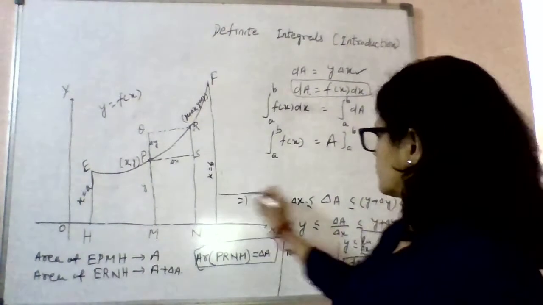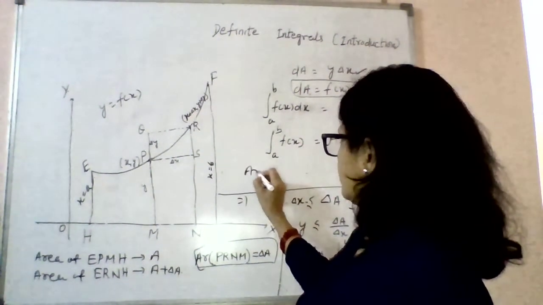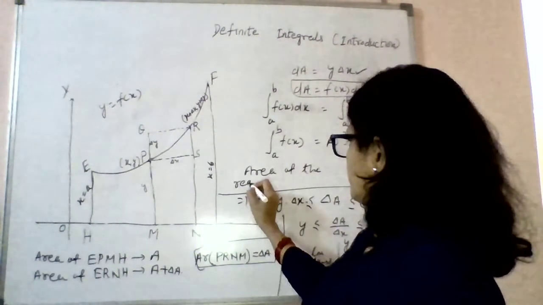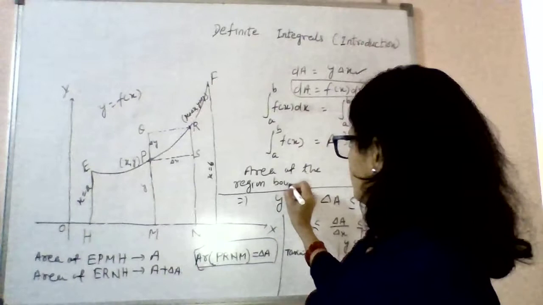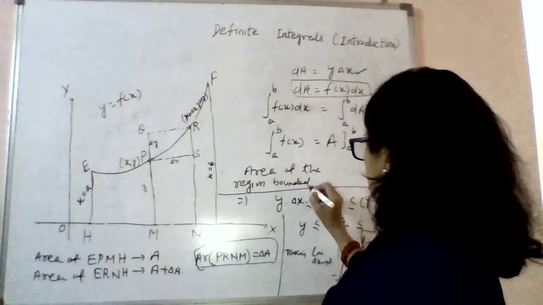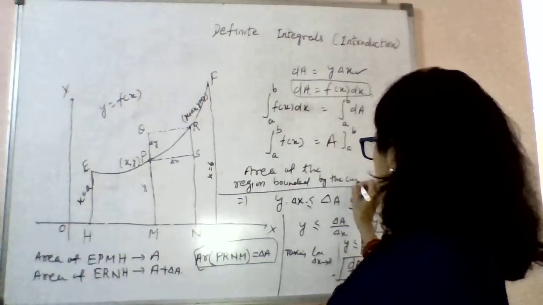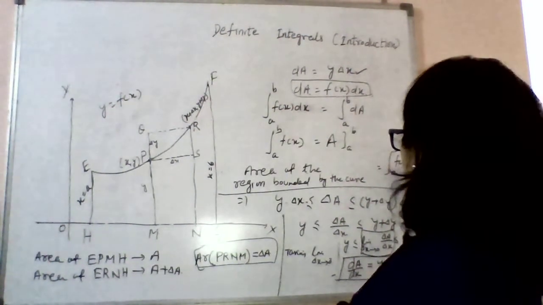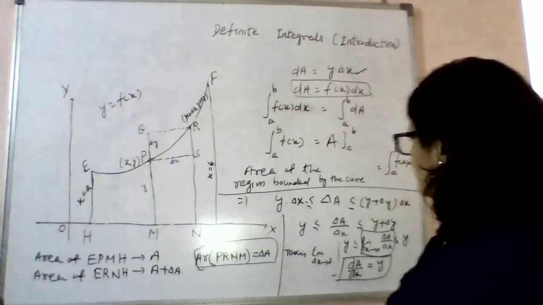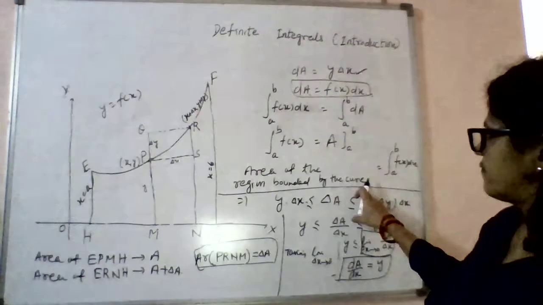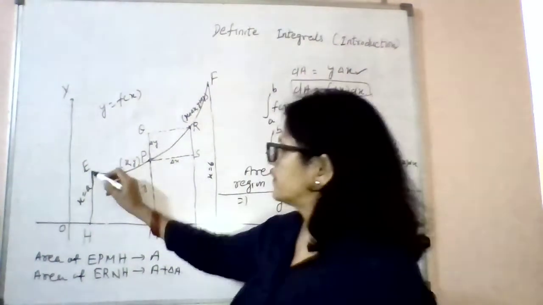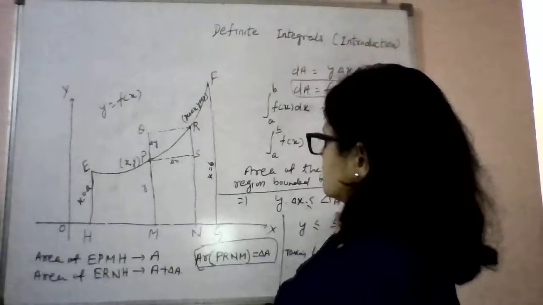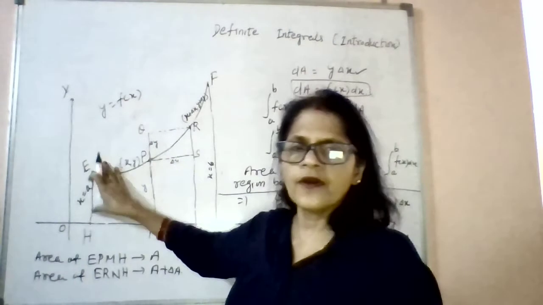So what can we conclude here? The area of the region bounded by the curve from A to B equals the definite integral of the function from A to B. Coming back to the diagram, the area of the region bounded by EF from A to B is equal to the integral of f(x) from A to B.